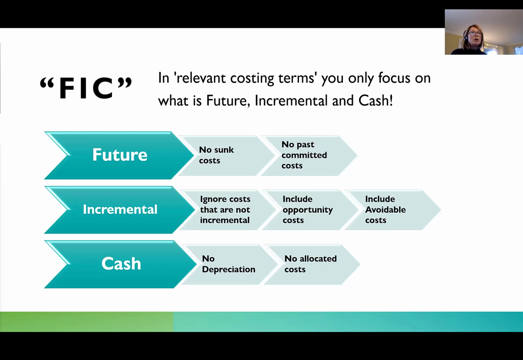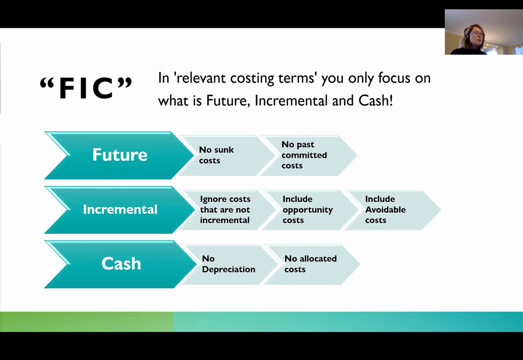Then we have a look at opportunity costs. An opportunity cost has to be included because that might be something that you're giving up. So you may be introducing a new product and that product is taking up the factory time of an old product. And so what you need to do is think about what you lose from no longer doing that older product. So we look at the contribution that old product was giving and we have to include that as incremental in our relevant costing.